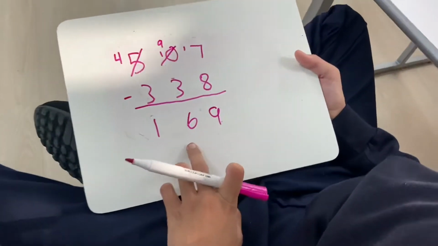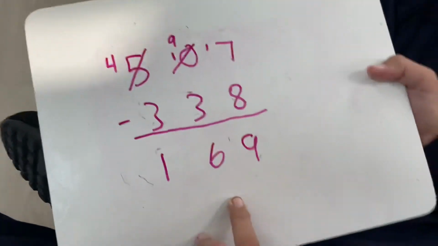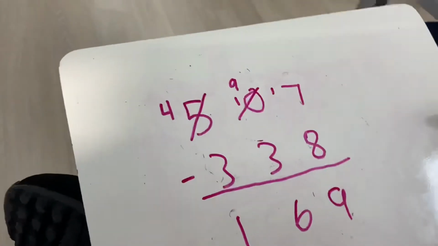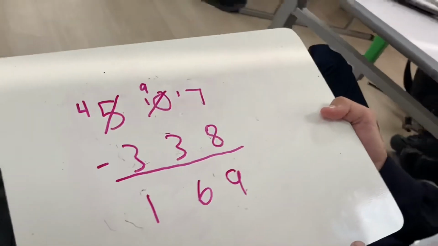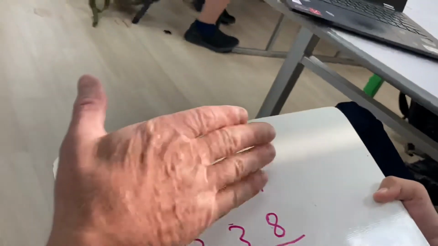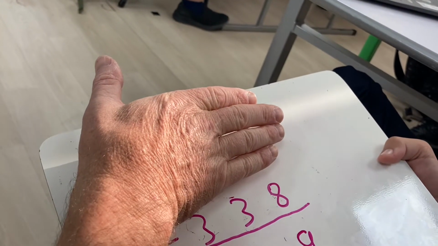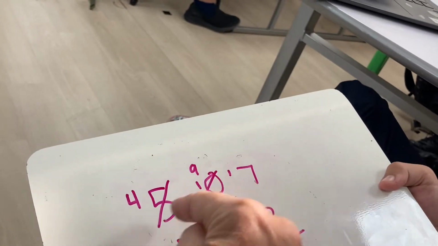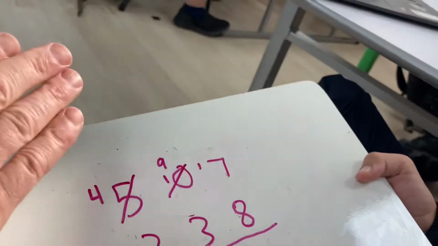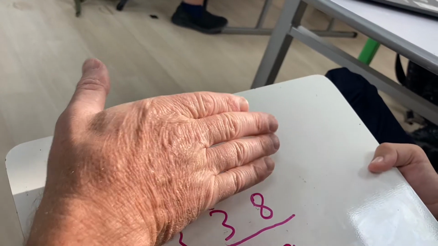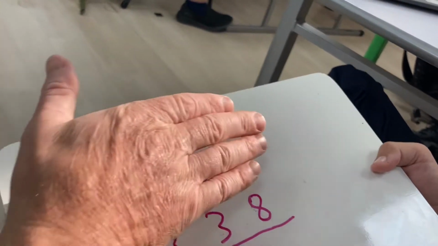Is it correct? The way you can double check: what's the opposite to minus? Add, a plus. Yep, so if you actually add those two numbers together, if it gives you this 507, you are absolutely right. Do you want to just double check that? So if you had 8 plus 9 gives you how many?